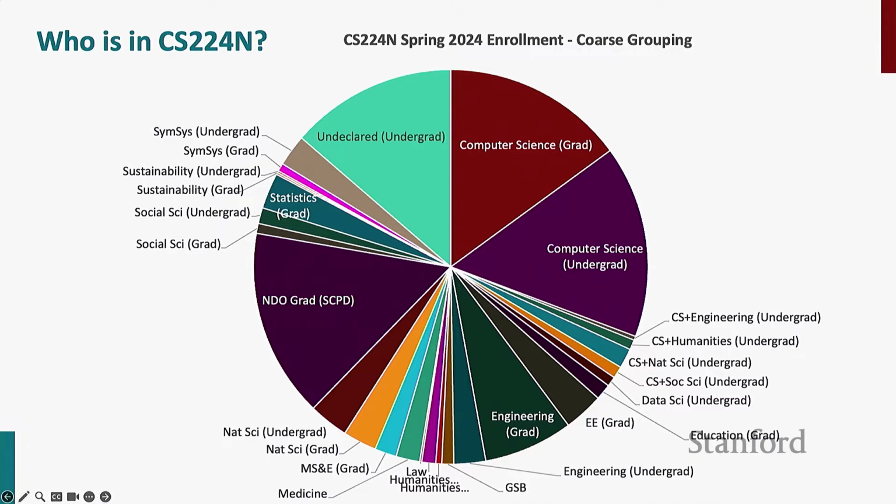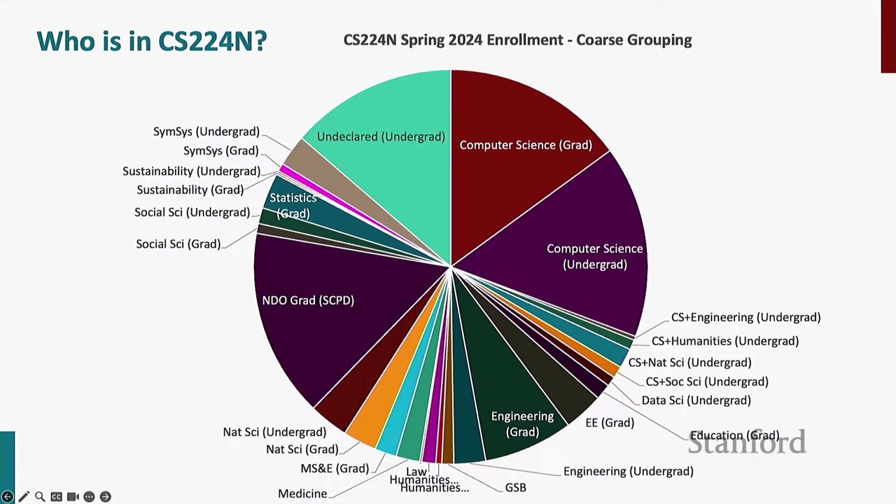Before getting into the content of the class, I thought I could just spend a minute on giving you the stats of who is in CS224N. Who's in CS224N kind of looks like the pie charts they show in CS106A these days, except more grad students, I guess. So the 4 big groups are the computer science undergrads, the computer science grads, the undeclared undergraduates, and the NDO grads. So this is a large portion of the SCPD students, though some of them are under computer science grads. So that makes up about 60% of the audience.